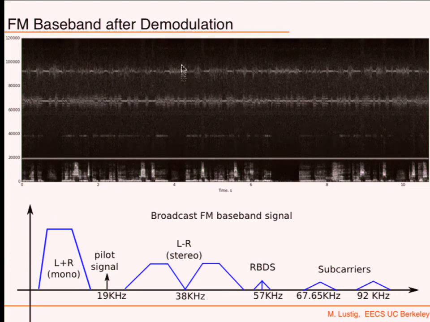Okay, so you see here, these are the two subcarriers. These look like FM stations. It's kind of weird, right? They look like FM stations now. We'll get to that.